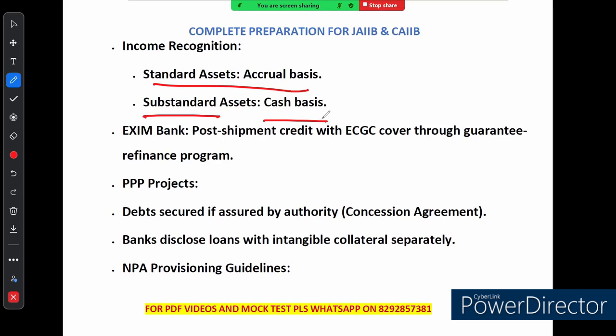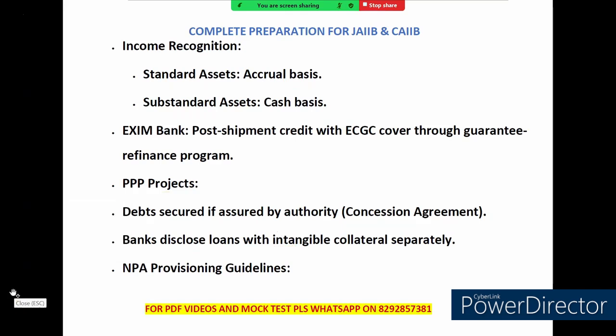Now when it comes to Exim Bank, they also offer post shipment credit covered by ECGC under a guarantee refinance program, right? So the Exim Bank offers post shipment credit covered by ECGC under a guarantee refinance program which helps exporters. For PPP exporters, what is PPP? Public private partnership. Debts are secured if the repayment is guaranteed by the authority as per the concession agreement. Banks also need to separately disclose any loan that is backed by intangible collateral.